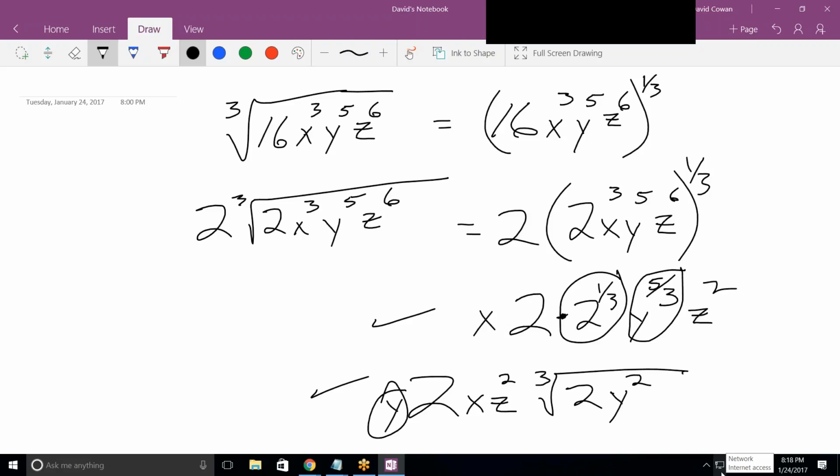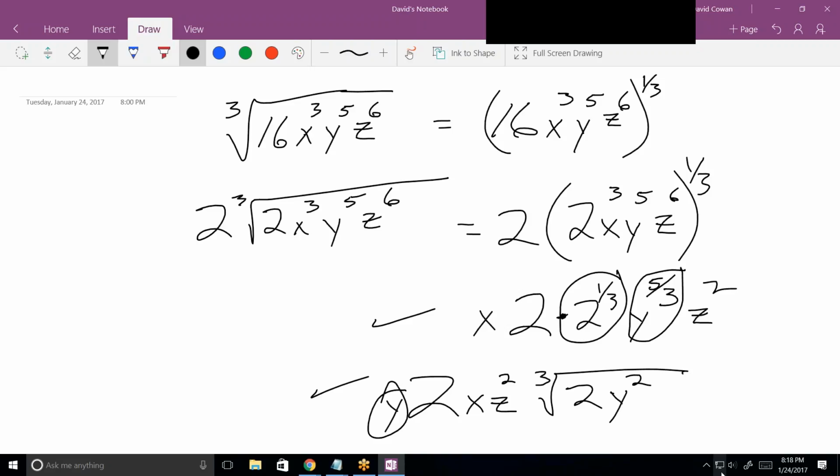Now you don't necessarily have to put it in fractional exponents, but figuring out what the cube root of x cubed is is easier if it's in fractional exponents, because you can just multiply the exponents.